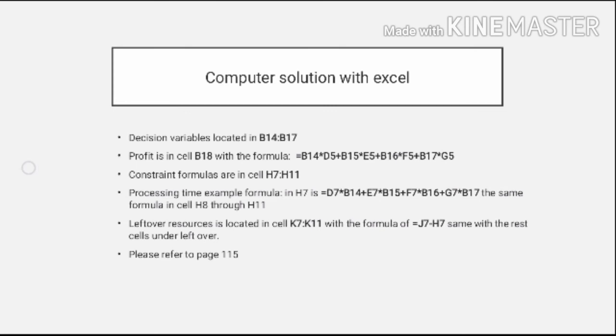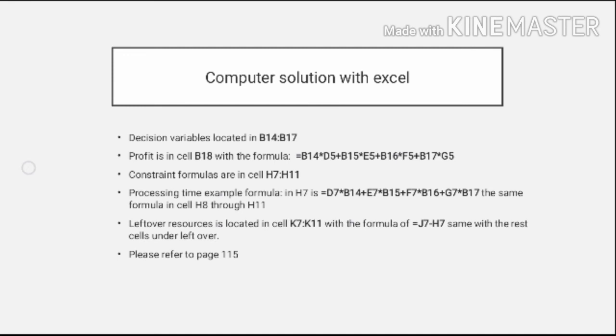Next, the cells H7 to H11 are the constraint formulas, under the column titled usage. For example, for the processing time in cell H7, the formula is equal D7 times B14 plus E7 times B15 plus F7 times B16 plus G7 times B17. So the total of that is the answer for the processing time constraint.